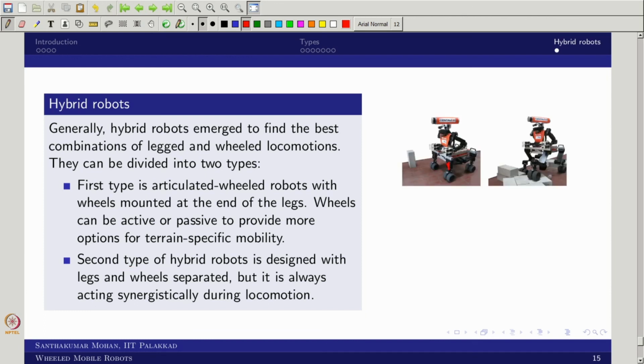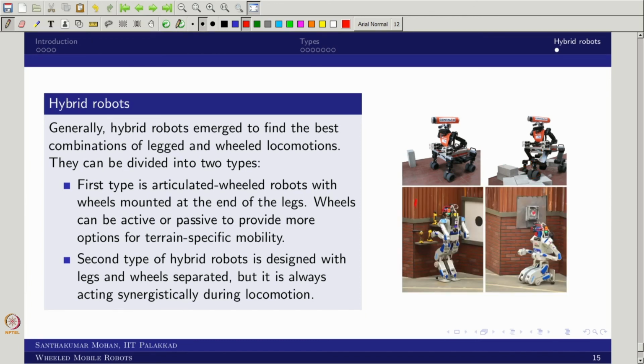In this one, the leg is attached with the wheel, and you can see that it is moving while attached. In the second case, there is one configuration like a human doing legged locomotion, but then it sees that it needs to move, so it bends, the wheel comes into the picture, and it moves as a wheeled mobile robot. So this is the second type and this is the first type.